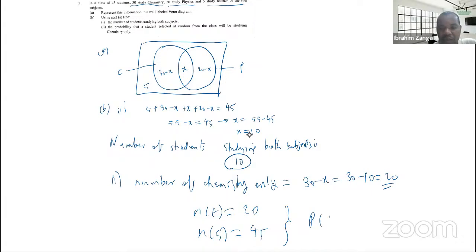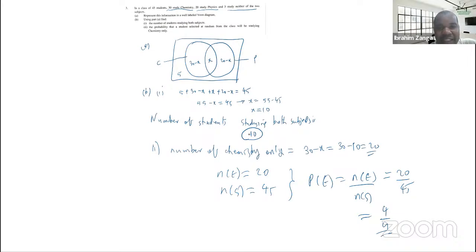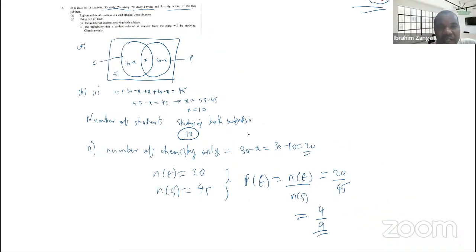So probability of event, you know that it is number of event divided by number of sample space. You have 20 divided by 45. From here, we simplify by 5 will be 4, by 5 will be 9. So probability that a student selected at random from the class will be studying chemistry only is going to be 4/9.